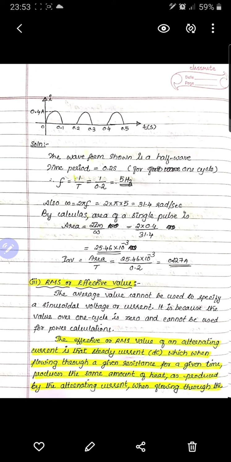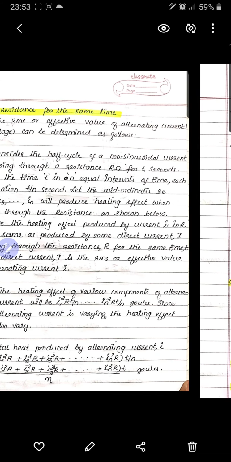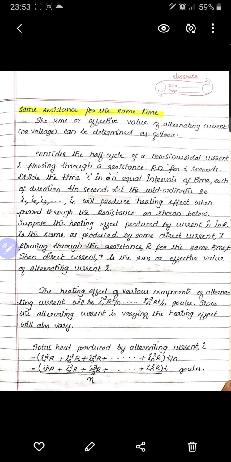The effective or RMS value of an alternating current is that steady current which, when flowing through a given resistance for a given time, produces the same amount of heat as produced by the alternating current when flowing through the same resistance for the same time.